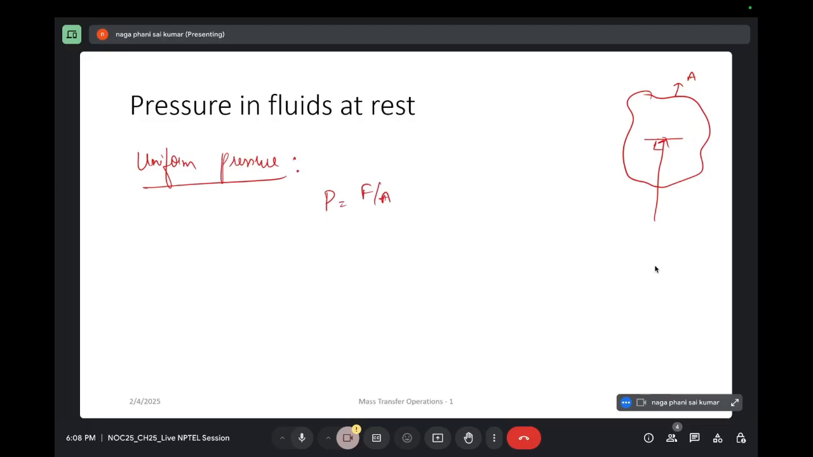Okay, so in this case, P is the pressure and F will be the pressure force. Okay, and similarly we also have non-uniform pressure as well.